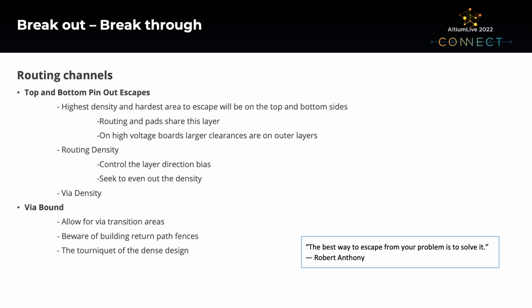And then we also need to look at the via density in different areas. Do we need to slide things over so we have enough room to drop the vias into a particular area? These are the main tools that you'll use to solve those really, really difficult design changes.